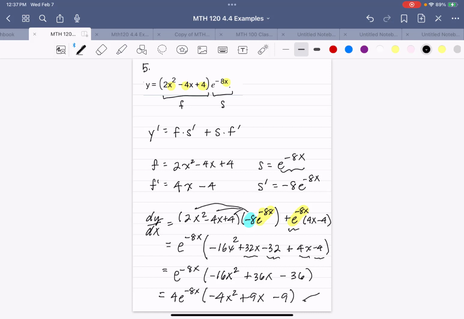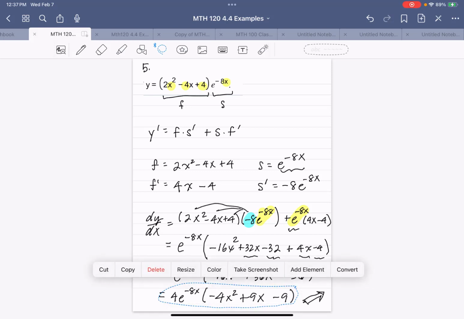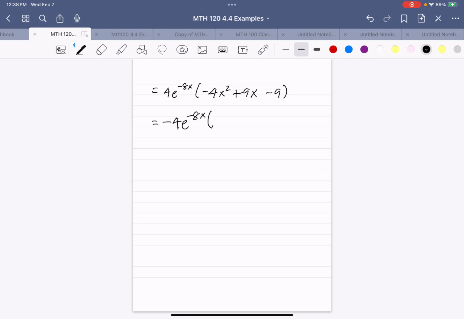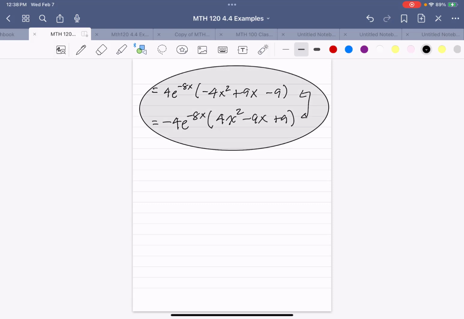And I could also, if I wanted to, bring the negative out with that GCF that's in the front. So an alternate answer that's just as good would be negative 4 e to the negative 8x, and then these would be 4x squared minus 9x plus 9. And either one of these would be fine as our final answer.